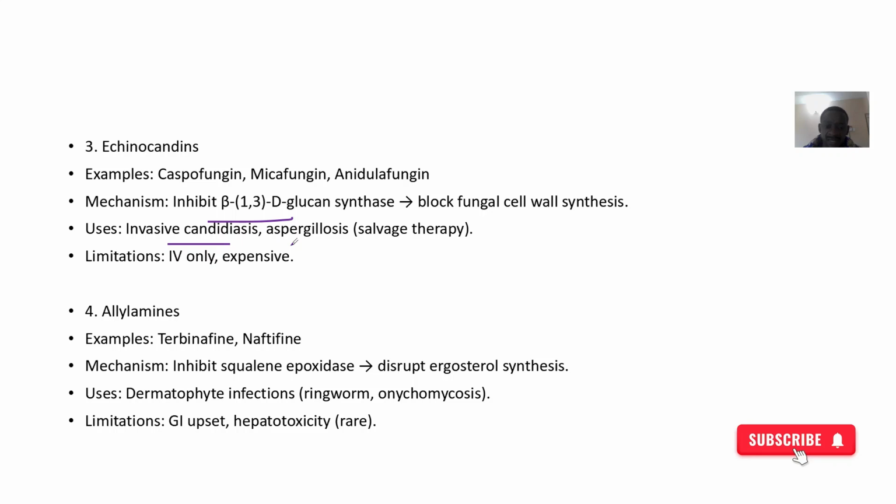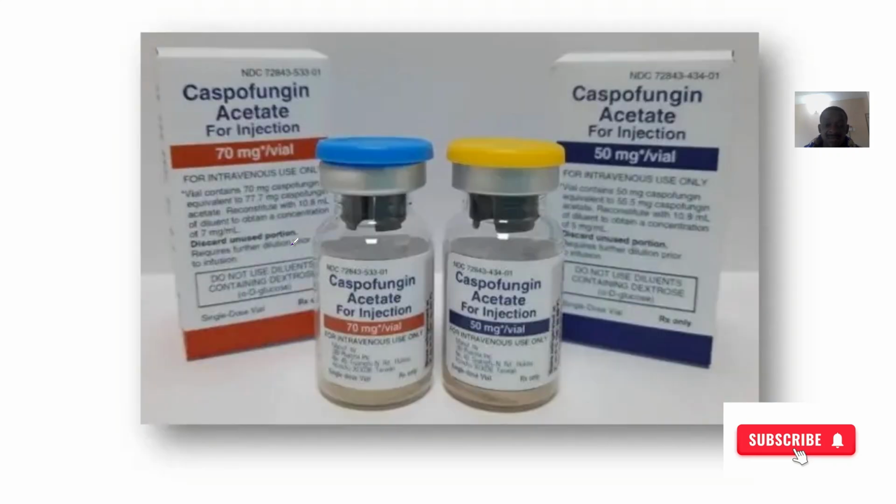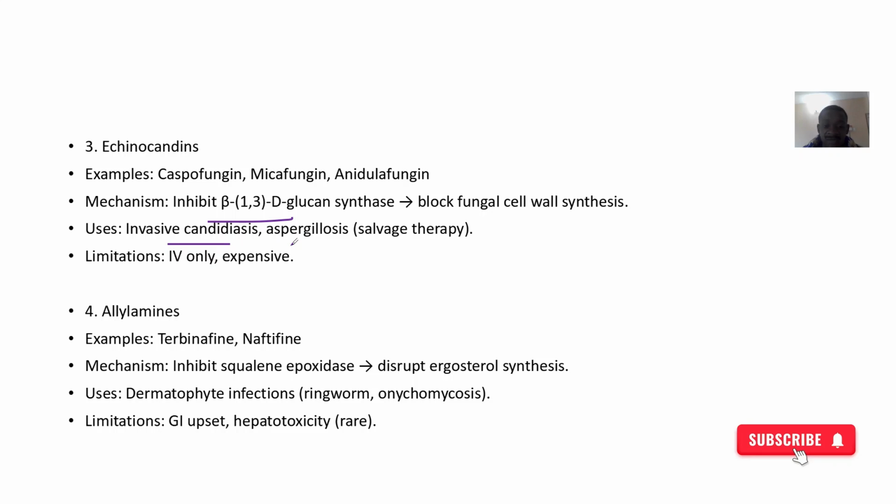Then we have another category which is known as the allylamines. For allylamines, we have drugs like terbinafine and naftifine. Okay, so they inhibit an enzyme known as squalene epoxidase. Squalene epoxidase is also very important in the formation of a good cell wall of the fungus. So if it is disrupted, of course the cell wall is weak. Okay, so it's mainly used in treating dermatophyte infections like ringworm and onychomycosis.